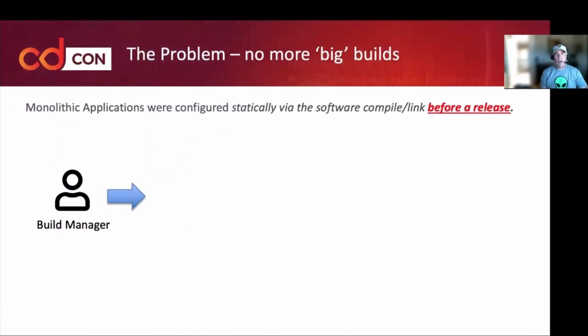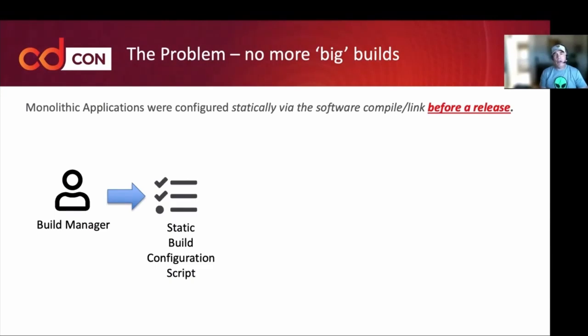So let's take a look at where we are today. Today we typically have monolithic applications, and those monolithic applications are configured statically during the compile and link process. And this all happens way early in the build process, in the pipeline process. So this is happening at the CI level. So we have the developer checking in the code, and from there it gets compiled and linked, and we create this monolithic application that has everything resolved at that point.